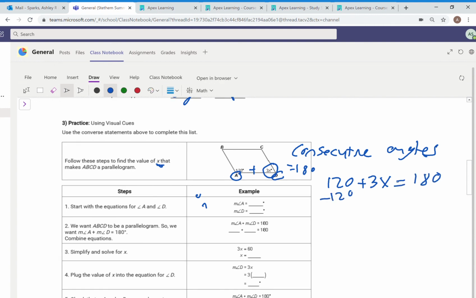And now I'm going to solve this two-step equation. So subtract. I get 3x equal to 60, and I'm going to divide by 3. So x equals 20. Thus, I know if x is 20, I can say this is a parallelogram. So that's what we're trying to do. It's very similar to what we did yesterday, just kind of a different framework.